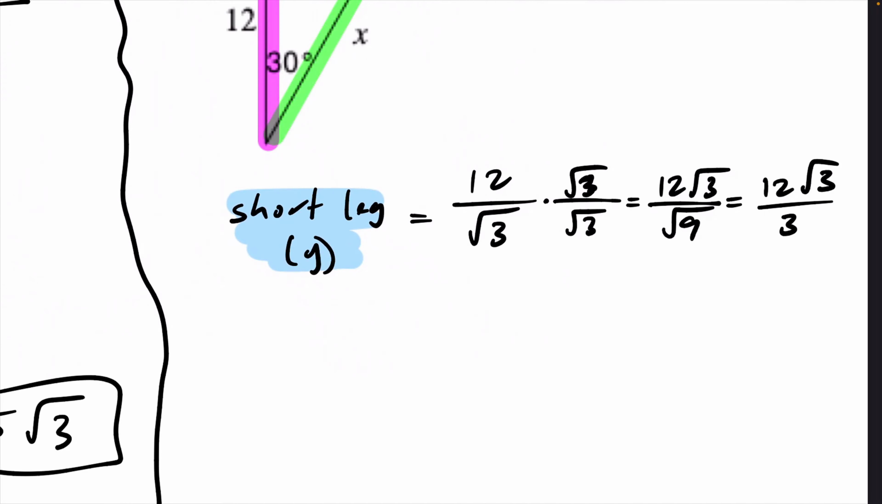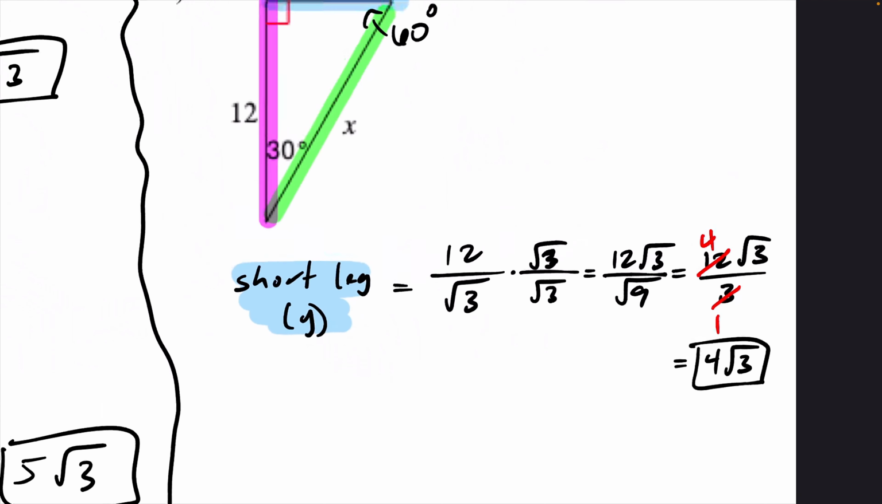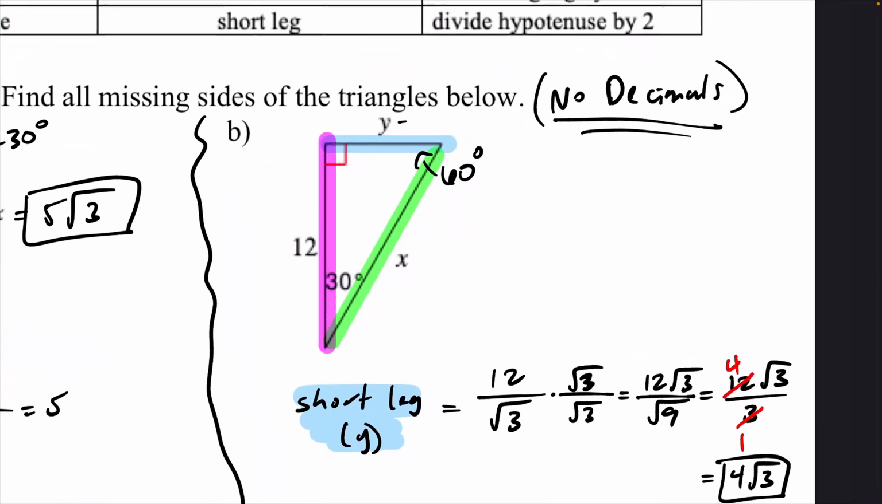If I put that answer in Delta Math, they would mark me wrong. Not because I did anything wrong, but what did I forget to do? Reduce. Can I divide 12 and 3? I can divide them both by 3. So that becomes a 4 and that becomes a 1. If there's a 1 on the bottom, you don't need to write that. It's just 4 times the square root of 3. That's going to be y. That's the short leg.